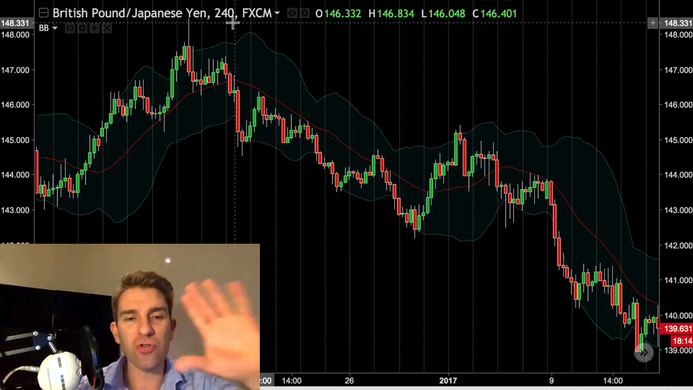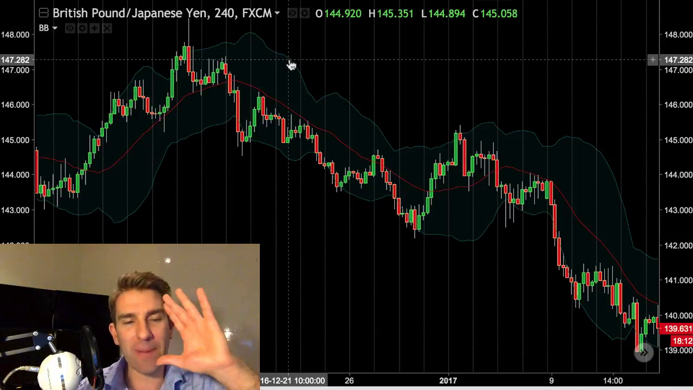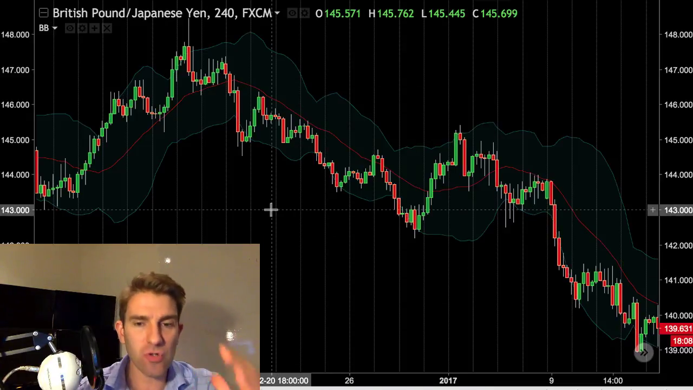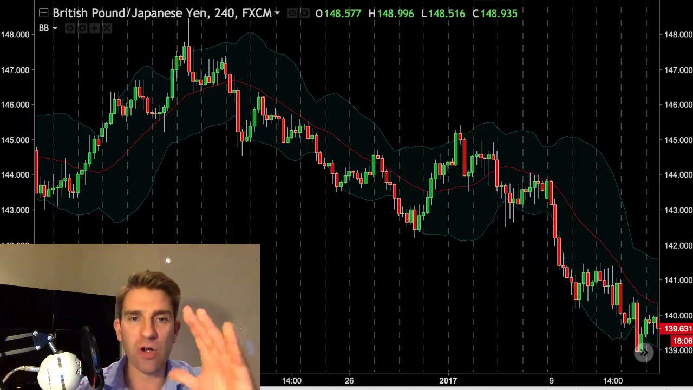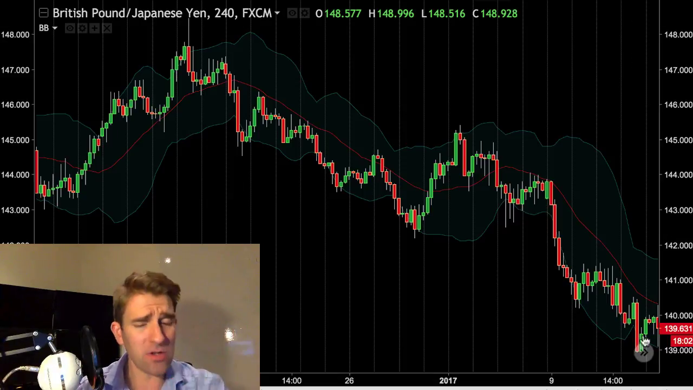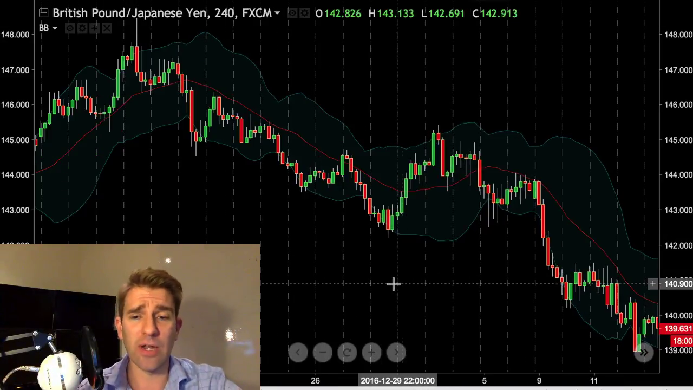So I've got a 240-minute chart here on the pound yen. I've got a standard Bollinger Band setting, 20 period, 2 standard deviations. I've also got another example for you in a second on a daily chart with gold. So it's pretty versatile, this bad boy. So let's get on and look at it.